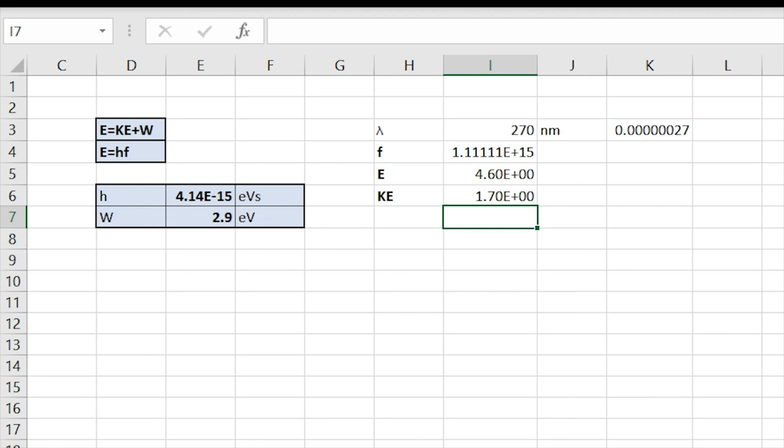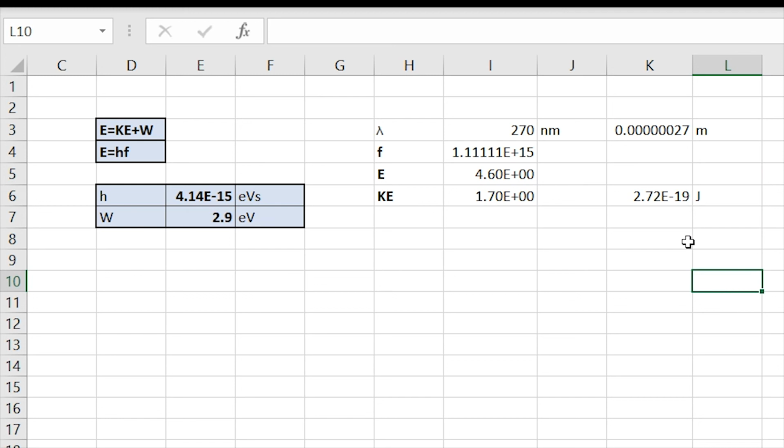The last step, if you'd like to, is to convert this into joules. And so we need to remember that 1 electron volt is 1.602 times 10 to the minus 19 joules. And so this is our value in joules. And then we could do whatever we wanted from this point.